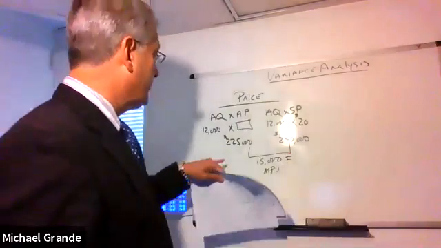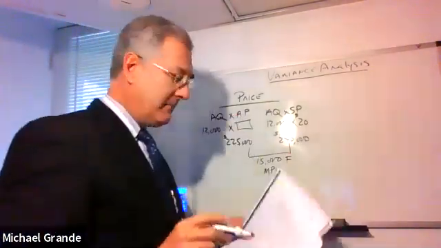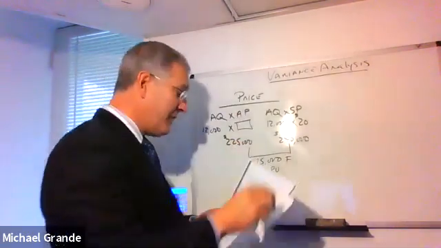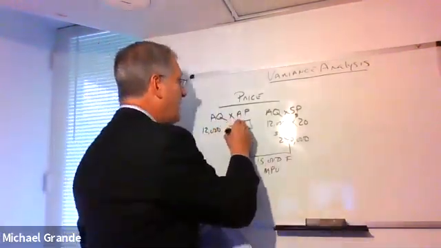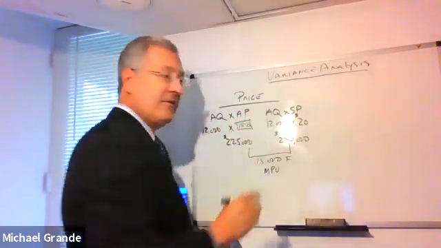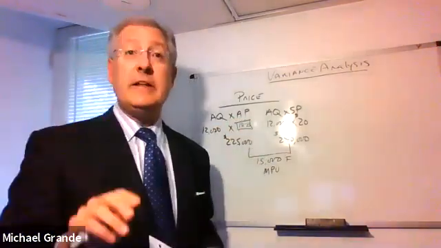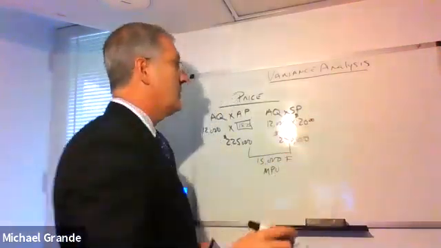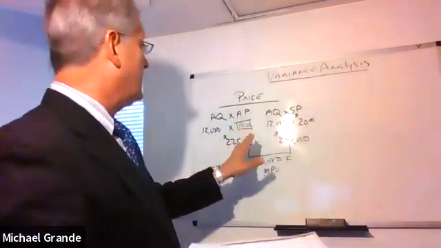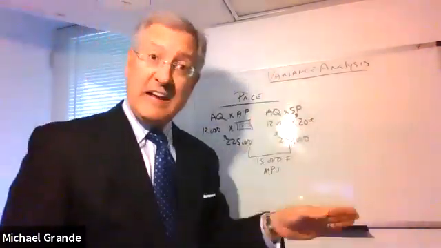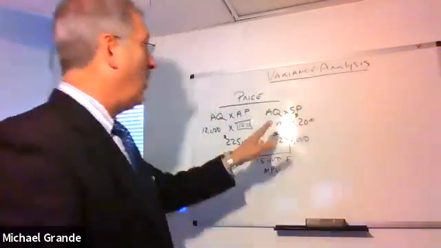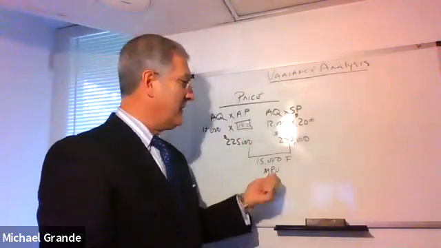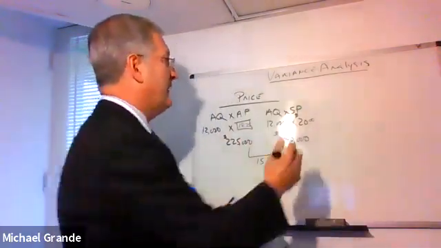Let's look at it another way. What's the answer for that box right there? Well, if you know the total, they spent $225,000 for 12,000 ounces, you know that they paid $18.75. They paid $18.75 per ounce. The standard was 20 bucks. You can see there's a $1.25 per ounce savings, favorable, over 12,000 ounces that were purchased, $15,000 favorable variance.